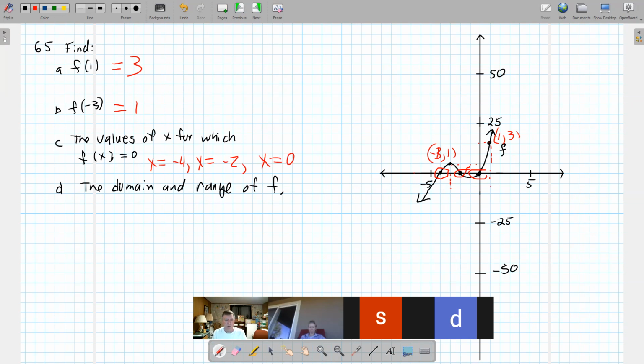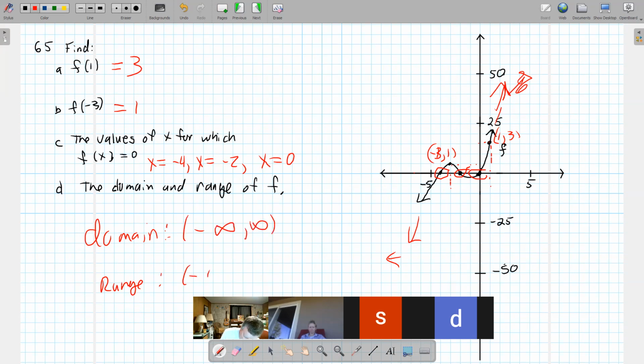Okay, now what about the domain and range? Well, this thing's going up, but it's also going over. This thing's going down, but it's also going over. So here your domain and range are once again going to be all real numbers. Okay. Questions on that one?